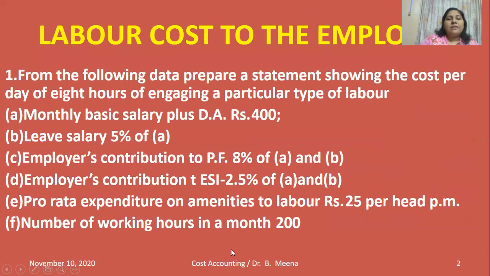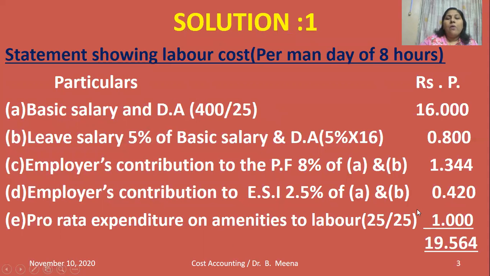And the last item is amenities expenses, that is given for one single labor, 25 rupees for a month. Okay, I want to convert for one day, means 25 rupees divided by 25 days, I'll get 1 rupee. So if I add all these answers, I'll get 19.564 is the labor cost per man day of 8 hours as per this problem.